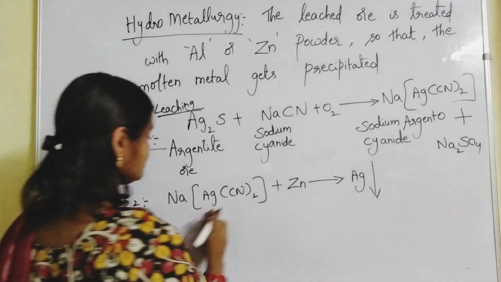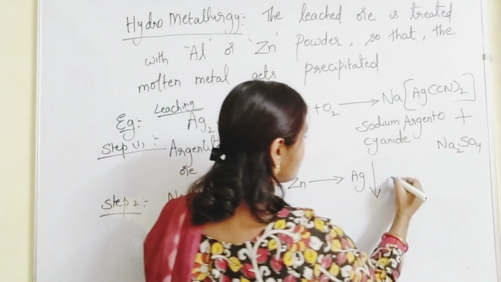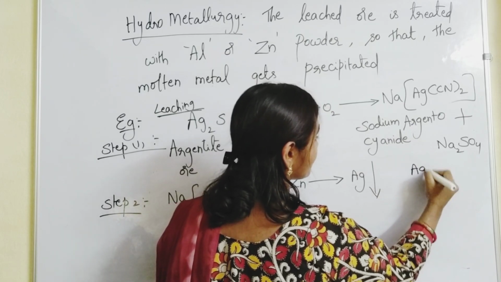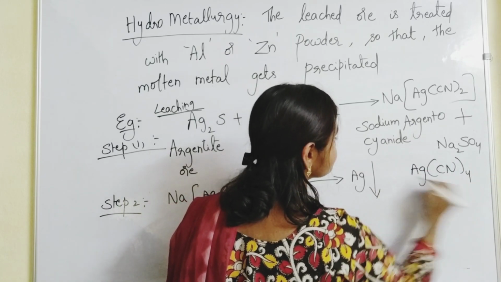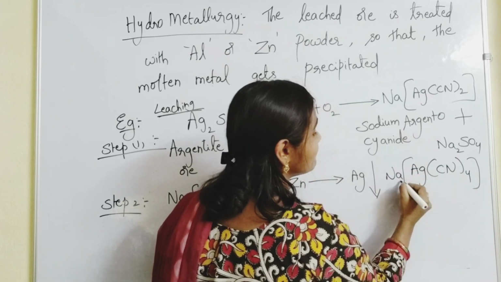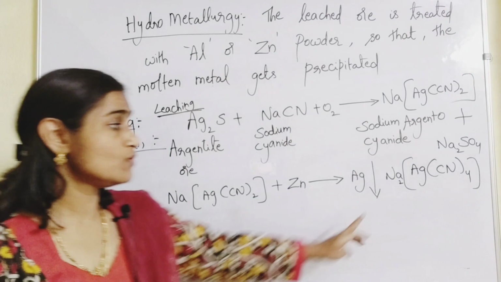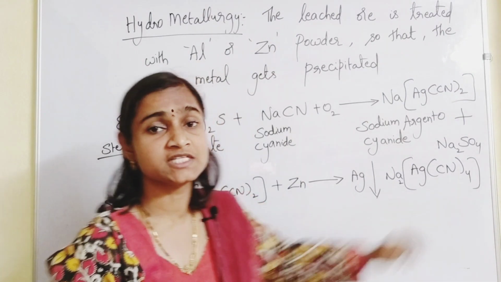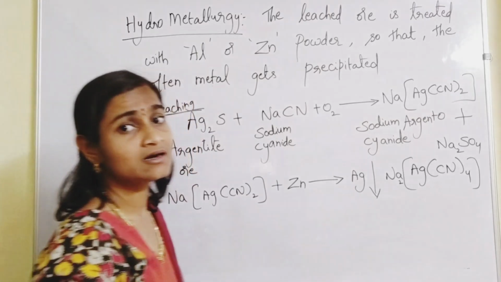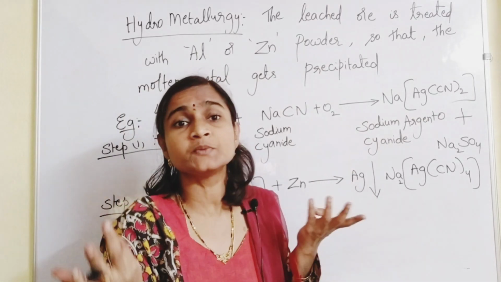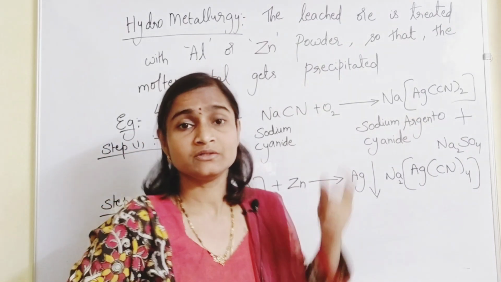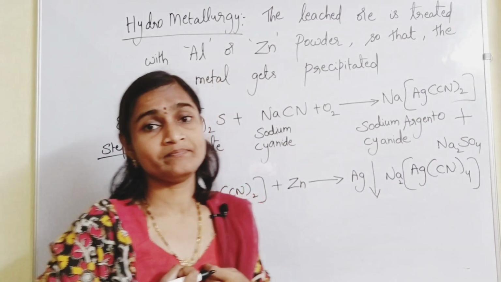And along with that, here again one more complex substance will form. What is that? Sodium tetracyanoargentate will form. Again one more complex substance is formed. But however, we want what? We want silver, and our molten silver got precipitated. That is only our aim. Your aim is to extract the least reactive metal, isn't it?